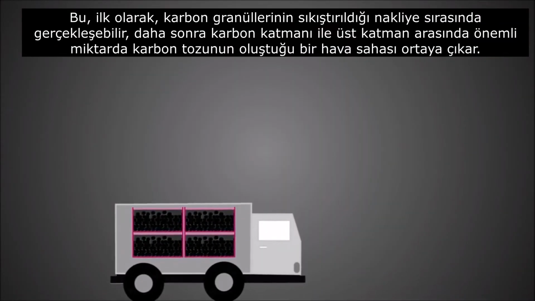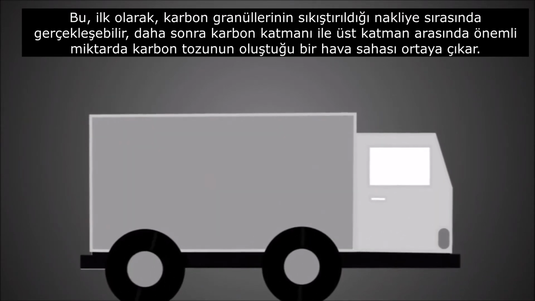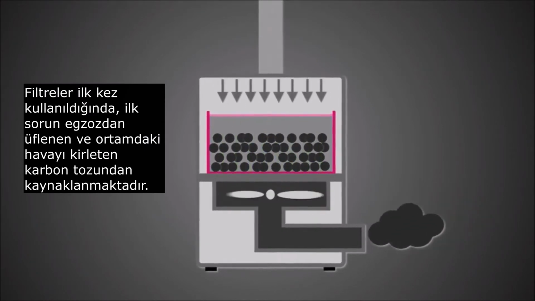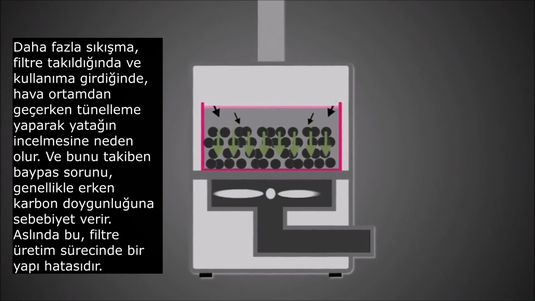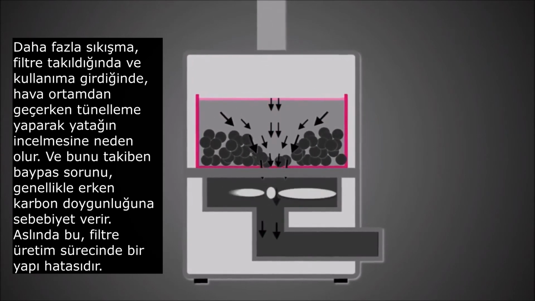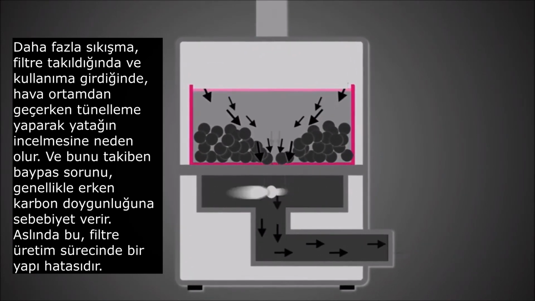An airspace is then created between the carbon layer and the top layer, where a considerable amount of carbon dust is generated. When the filter is first used, the initial problem comes from the carbon dust, which is blown through the exhaust, polluting the air within the environment. Further compacting occurs when the filter is fitted and put into use. The air that passes through the media creates a thinning of the bed, causing tunneling and subsequent bypass.